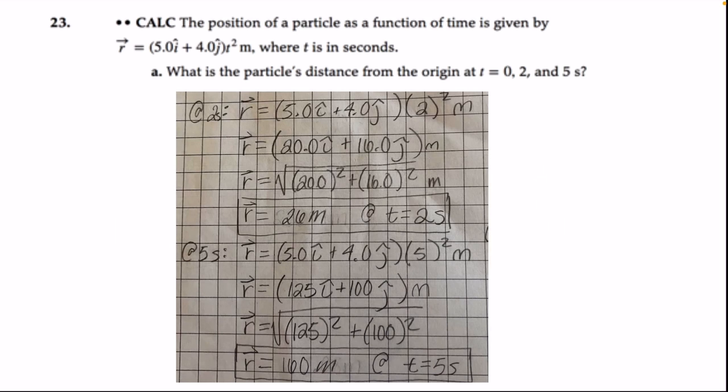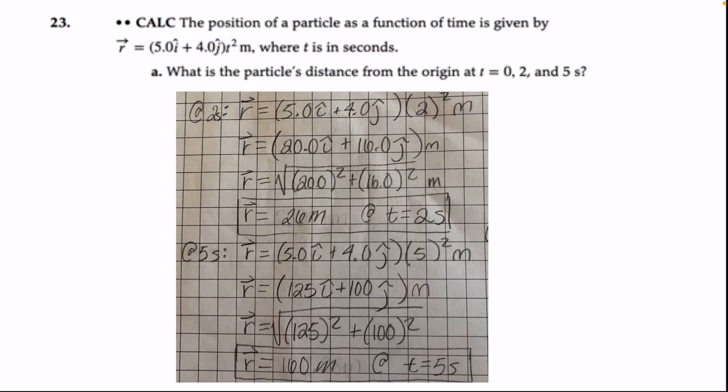Okay, so now we are using the Pythagorean theorem. So once you plug in 2 seconds, you square it and get 4, and then you factor the 4 into the unit vectors, and since the i hat represents the x and the j hat represents the y components, we can use those to solve for that vector by square rooting 20 squared plus 16 squared, which comes out as 26 meters at t equals 2 seconds.